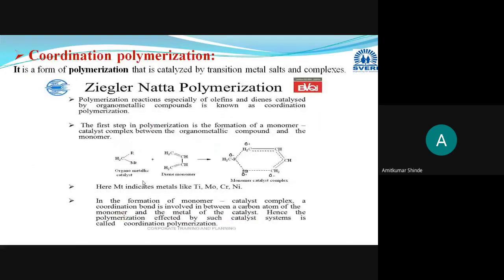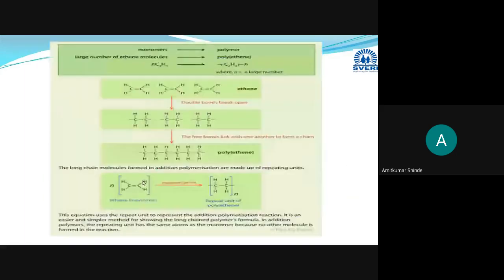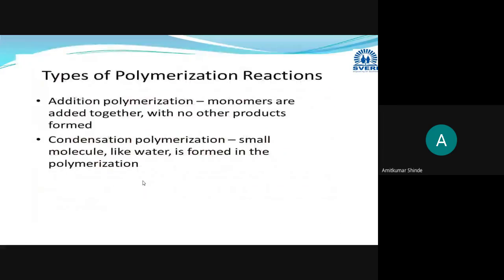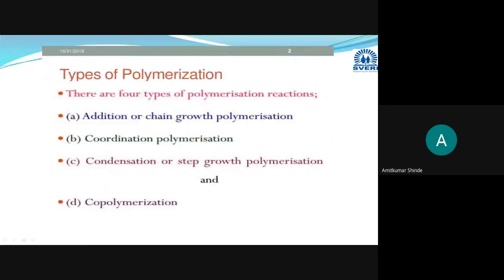One more type is there. Okay, this I missed in the last lecture, and I will explain it in a few minutes here. This is coordination polymerization. Okay, in the initial slide here, four types of polymerization are there: addition, coordination, condensation, and copolymerization. Except this coordination polymerization, all three types I discussed in the last session only. Now I will discuss this coordination polymerization.